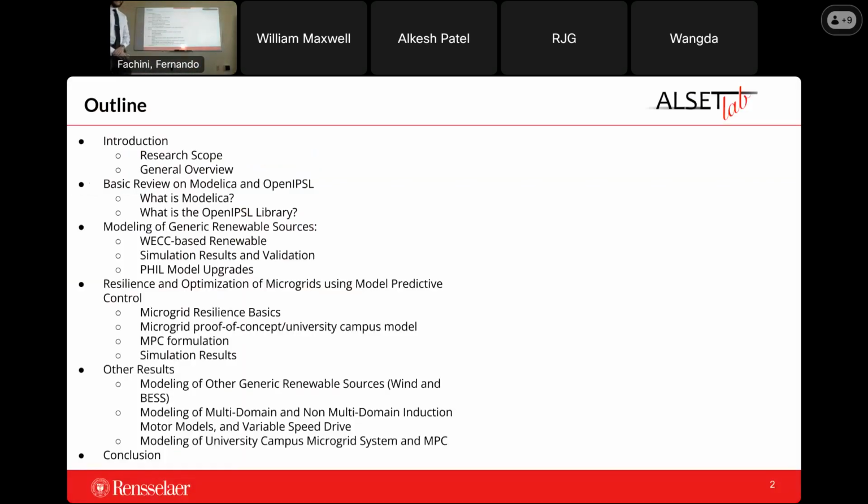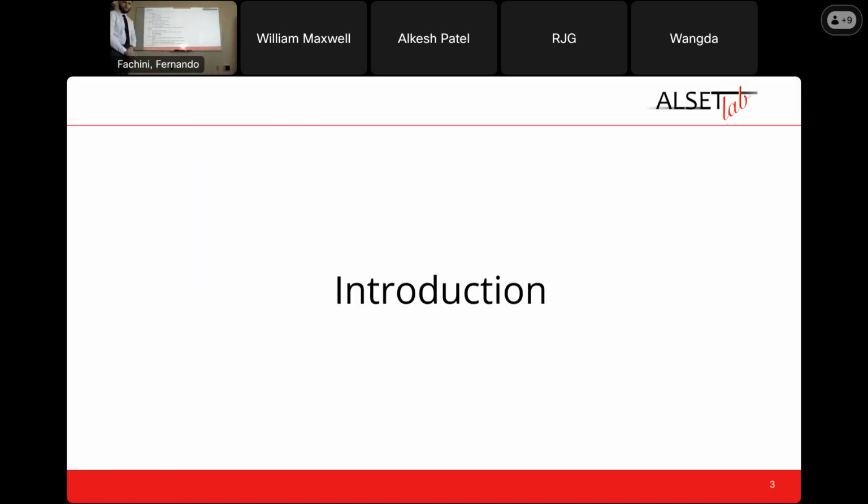So the outline of my research and this presentation: I will begin with a brief introduction, the research scope, and the general overview. And then we'll go through a basic review of what Modelica and OpenMPSL are. I'll then discuss a little bit of the modeling of generic renewable sources that were utilized in the modeling of the microgrid systems. Then we'll go into depth in the resiliency and optimization of microgrids using model predictive control. Because of the time limitation, not all of the results and all of the things that I've done in the PhD are present in the thesis presentation, but they're highlighted and presented briefly in the other results section. And then we'll finish everything with conclusions.